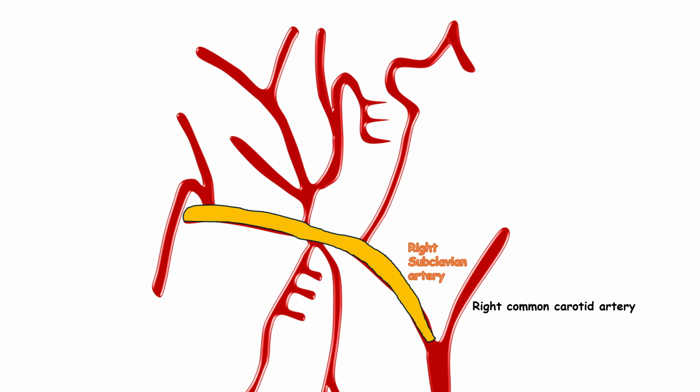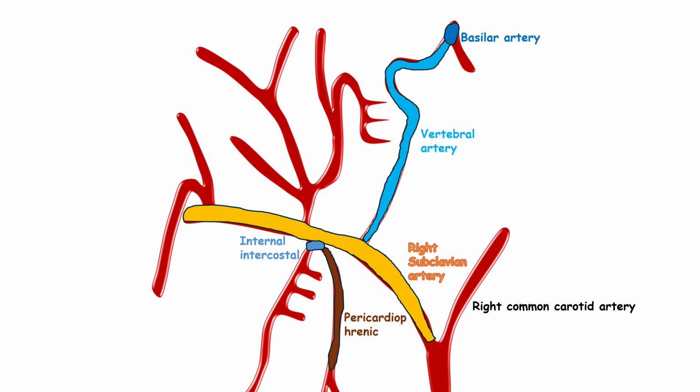Here is the summary. First, the right subclavian artery divides into many branches. One of the branches is the vertebral artery. Vertebral artery from the opposite side, along with it, forms the basilar artery. Then the internal thoracic artery. Internal thoracic artery divides into 2 branches. One is pericardiophrenic and it extends into the musculophrenic artery. Then the next one is the anterior intercostal artery. It extends into the superior epigastric artery.